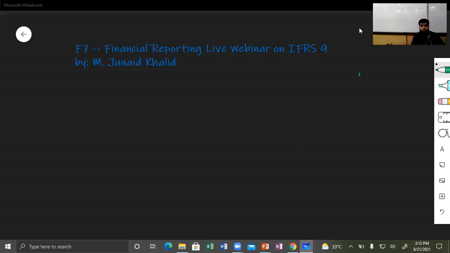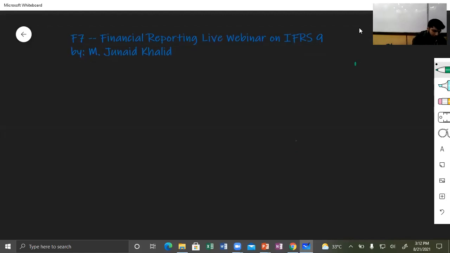It means that if we collectively have a look at this standard, it will be focusing on 10 marks of your paper. So it is one of the most important standards from the exam point of view for the F7 paper. So we'll be focusing on that standard. Let's start with this standard. First of all, I will give you a basic idea of what is IFRS 9 and what is a financial instrument, and then inshallah we'll cover all the areas of IFRS 9 which are relevant for your papers. Let's start.